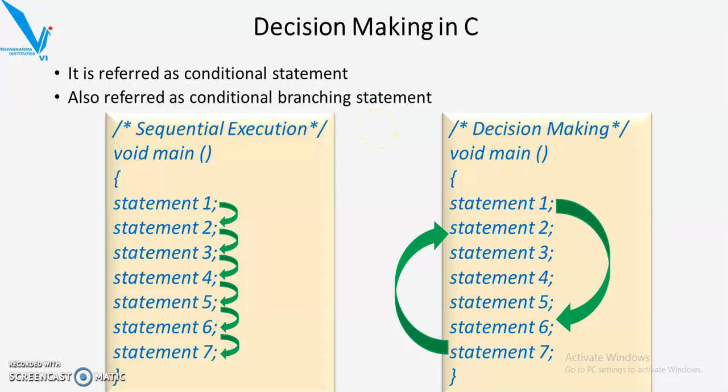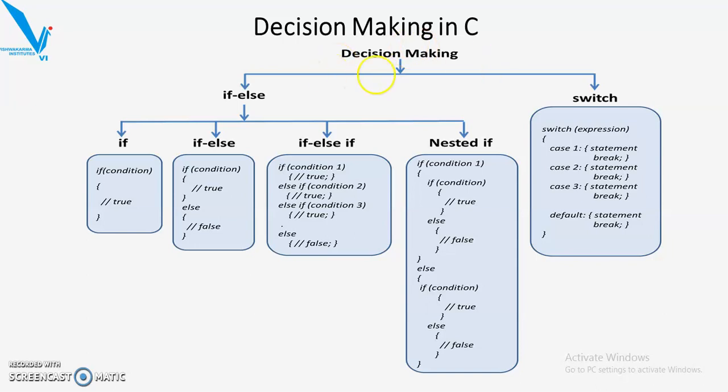We'll see how this happens and what the classification of the decision making statements is. In decision making statements, first we have the if-else and its 4 classifications, and the switch statement. In the if-else we have the if statement, next the if-else statement, then the if-else-if statement, and then the nested if statement. And last we have the switch statement.